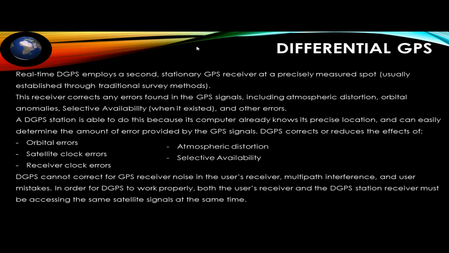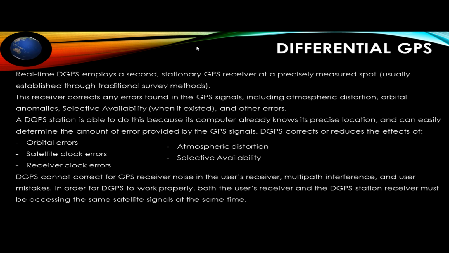So DGPS cannot correct for GPS receiver noise. The only problem with this is that we have to take care of the receiver's noise in the user receiver, because some noise will be there from where we are collecting the signal on the user side.